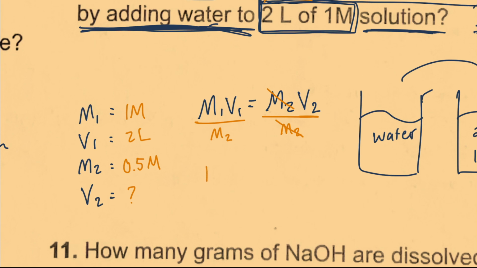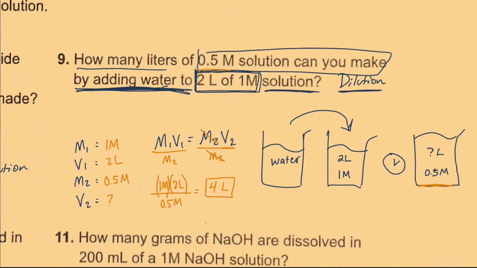All right, M1 is 1 molar. V1 is 2 liters. And M2 is 0.5 molar. So now into my calculator, I'm going to type 1 times 2 divided by 0.5. And that gives me 4 liters. And there we go, that's our answer.